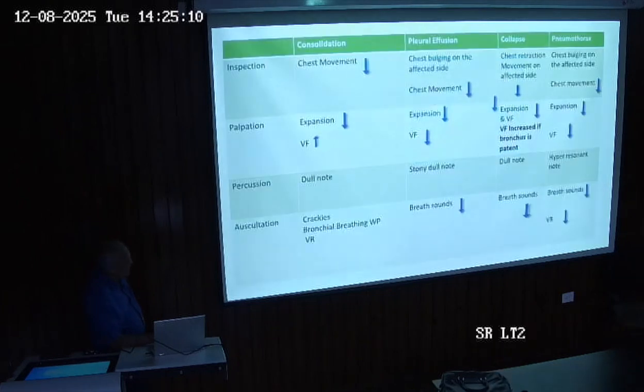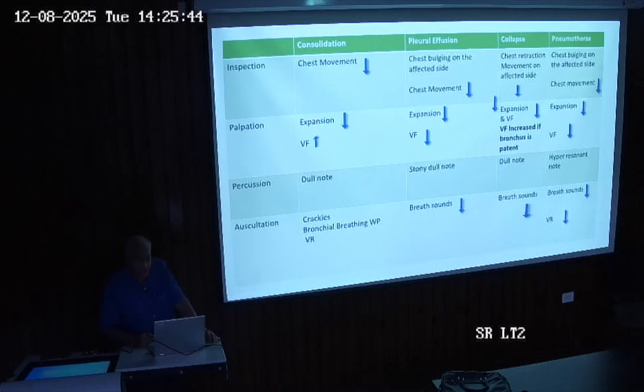Now this is the summary. Most important thing: consolidation, pleural effusion, collapse and pneumothorax. You must be able to distinguish. In consolidation you will have diminished chest movement, decreased expansion of the chest, increase in the vocal fremitus because of the patent bronchus. On percussion you will have a dull note. On auscultation you will have bronchial breathing or increased VR and crackles over the affected side.